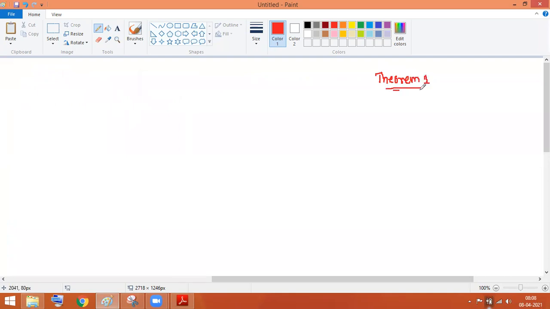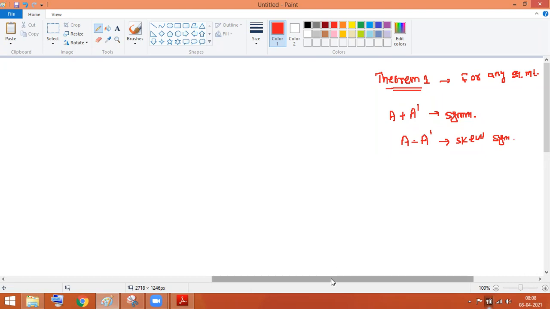Can anyone tell me what was the theorem first? For any square matrix A, A plus A dash is a symmetric matrix, and A minus A dash is a skew symmetric matrix. This was the theorem for any square matrix. A plus A dash is known as the symmetric matrix, and A minus A dash is known as what? Skew symmetric matrix. Okay, this was the theorem first.